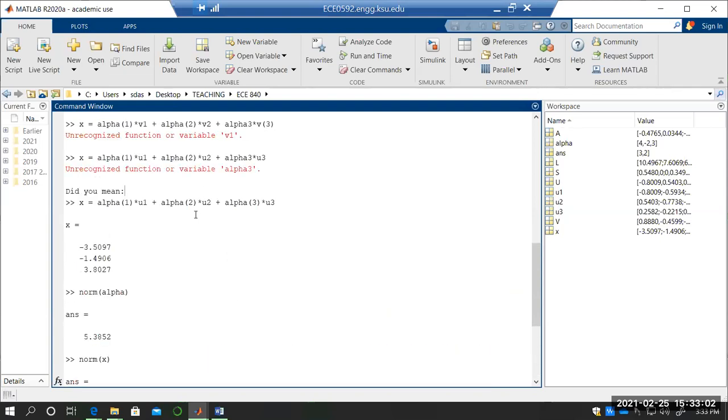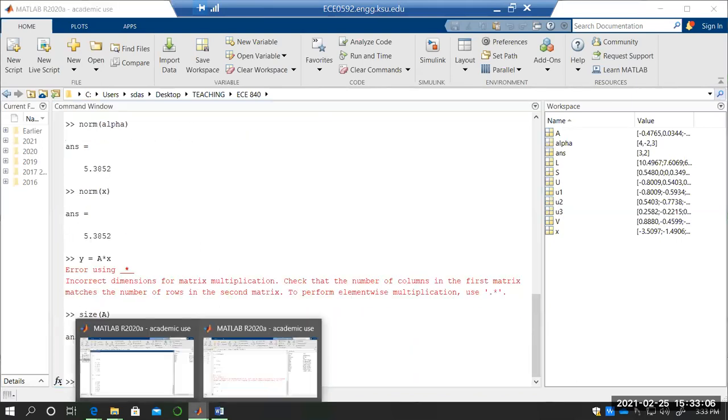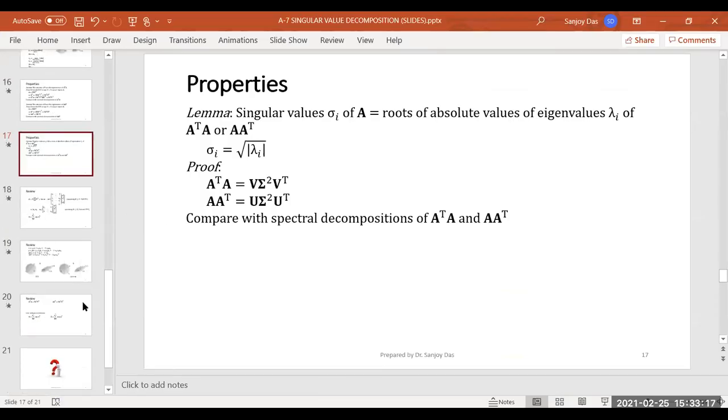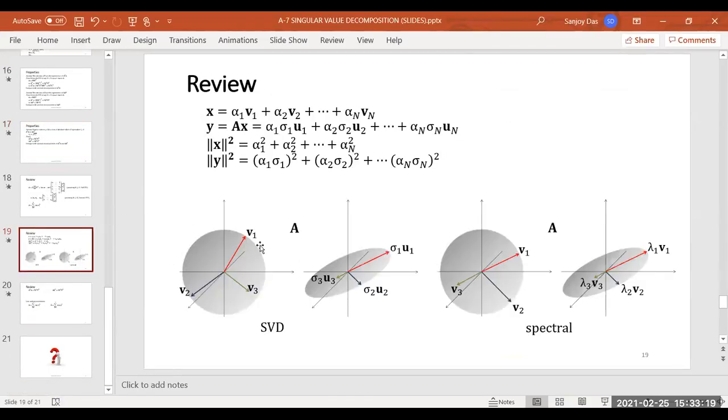You know, I made a mistake here. Sorry about this. What are the basis vectors for this x? They're the v's, and the basis vectors of y are the u's. Okay, so never mind this. Going back here, what I will do is just a quick fix.